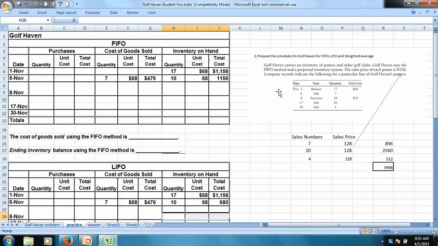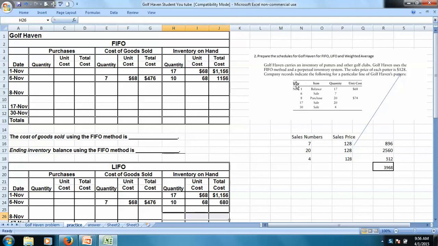So let's again go back to the Gulf Haven problem. Gulf Haven is a company that sells putters and other golf clubs, and we sell our golf clubs and our golf putters for $128 a piece to our clients. However, based on which cost assumption we apply to the cost of goods sold and inventory on hand, it will change what our cost of goods sold is. And that will be the number we will use to ultimately calculate gross profit. So let's go ahead and take a look at the problem.